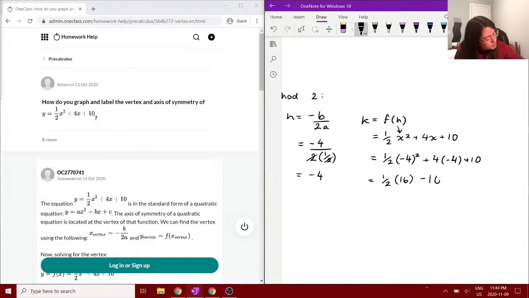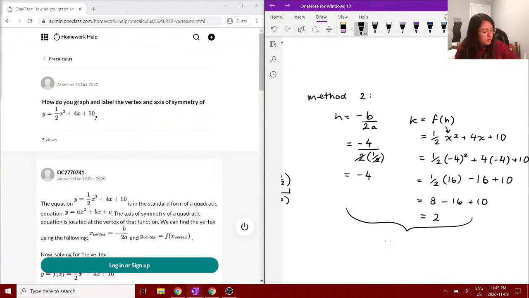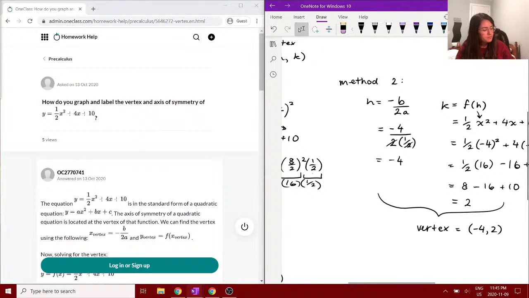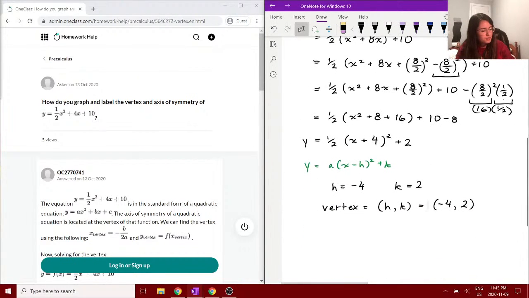Remember, squared just gets rid of the negative sign. So that's 16 divided by 2, the first term, 8, minus 16 plus 10, and that will give you a final answer of 2. So, all in all, using the second method, we also get that the vertex has the points (minus 4, 2). So I just wanted to show you those two different methods so that it's clear. You can use either one.